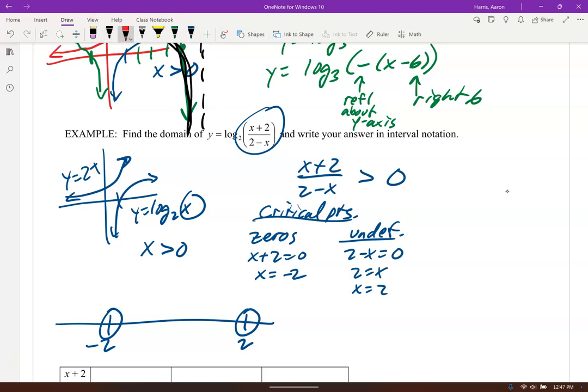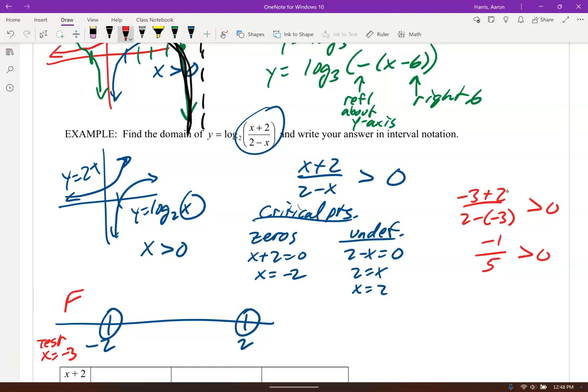Now what I'm going to do is test like negative 3. And let's see if it's true. If I plug negative 3 in for x, I got negative 1 over 5. Is that greater than 0? I say false. No, it's not.